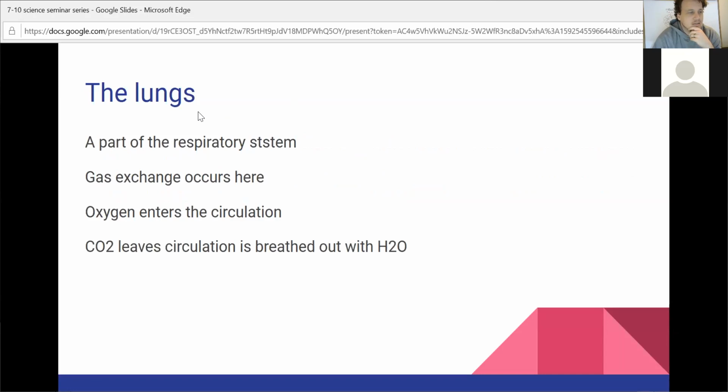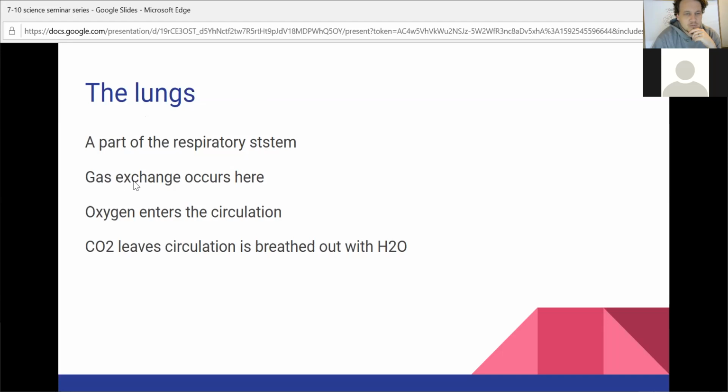So the lungs, probably, I mean, they're all important, but the lungs, if the lungs fail, or if someone stops breathing, very quickly after that their heart will stop beating. So it's pretty vital to everything.